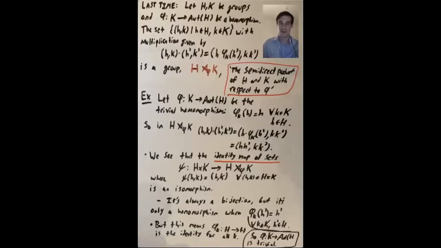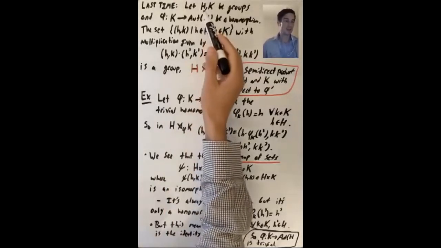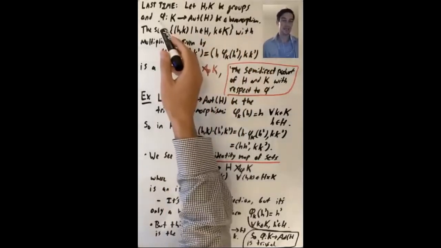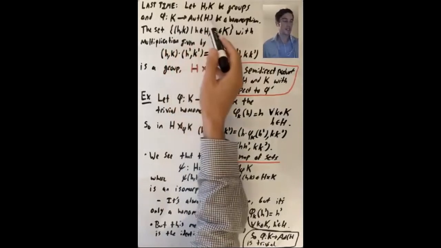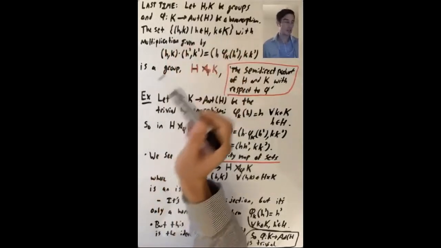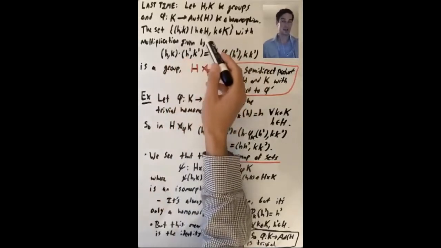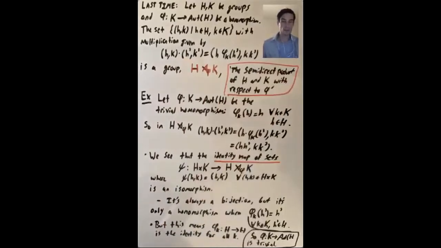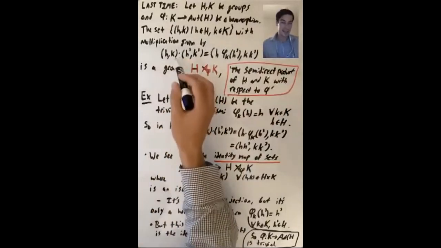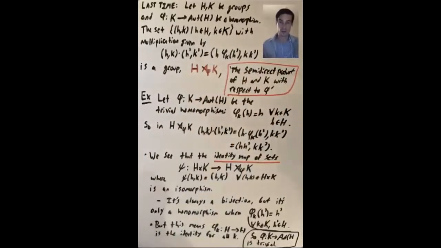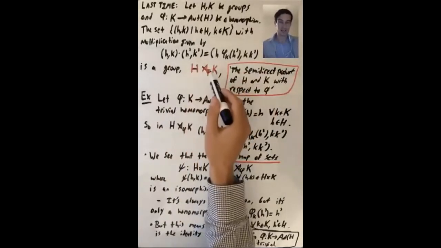In this lecture, we'll continue our discussion of semidirect products. So I want to start by just recalling some of the things that we proved last time. We showed that if H and K are groups, and phi is a homomorphism from K to the automorphism group of H, then the set of all pairs (h, k), where h is in the group H and k is in the group K, with the multiplication defined in this way, forms a group called the semidirect product of H and K with respect to phi.